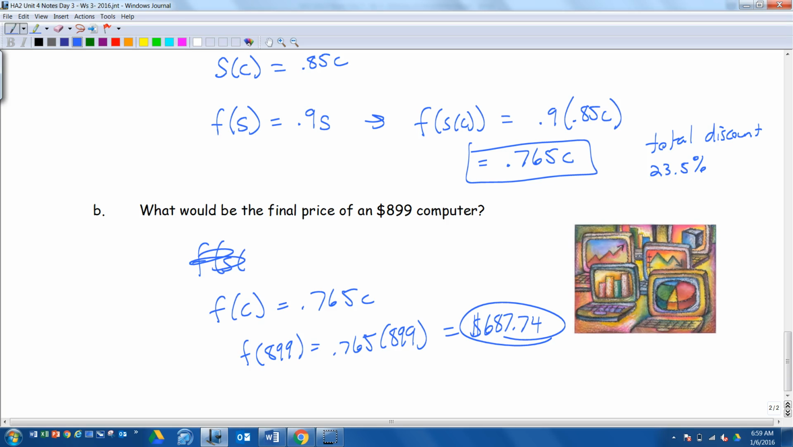So that's how you can use composite functions to do like a multiple percent discount. Or you can do them separately, you know, like you normally did. So, alright, that is part 2 of domain restrictions.